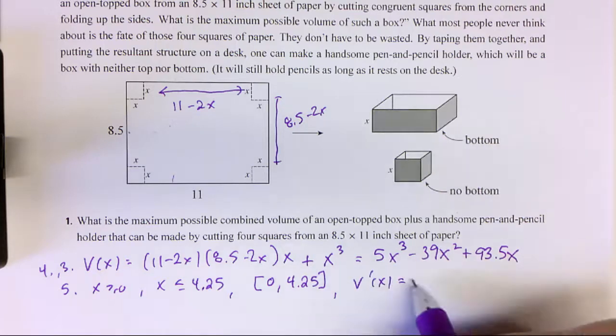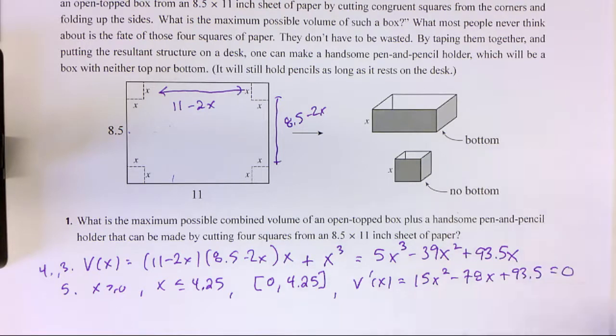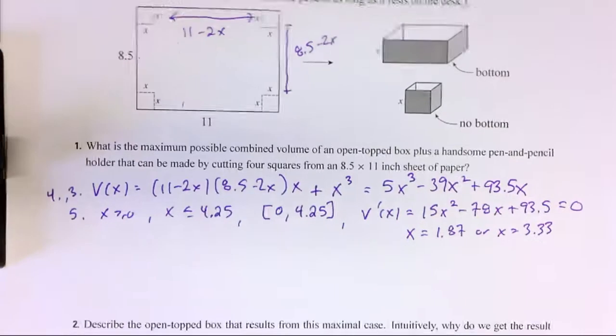The derivative here is relatively simple. It's a nice polynomial after all. Set that equal to 0 to get the critical numbers, and if you use the quadratic formula, I'm not going to show it here, but you'll get x equals 1.87 or x equals 3.33. If you were just checking critical numbers and checking the volume at those, you would find that the maximum volume occurs when x equals 1.87, but that is not the absolute max, that's merely a local max.